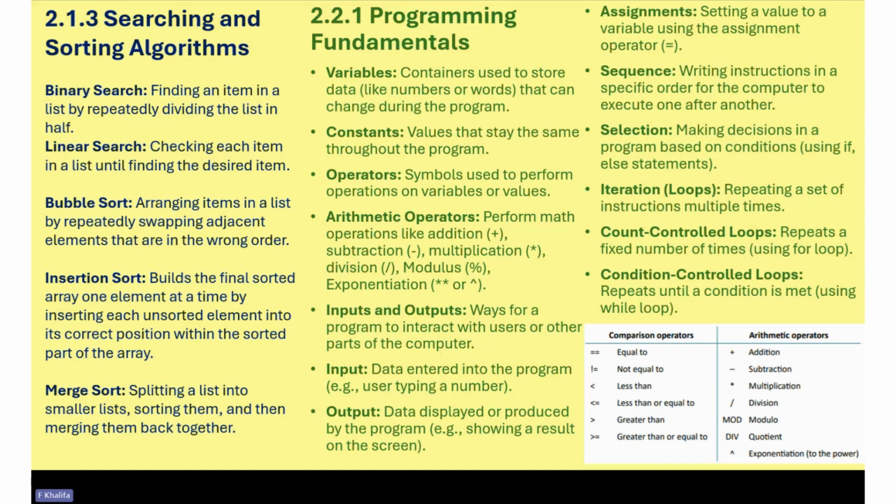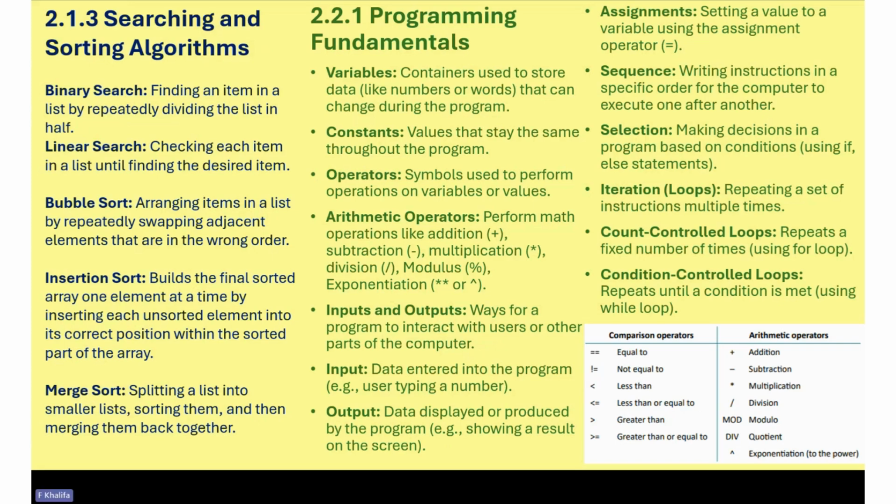Iterations are loops. When we think about loops, we have two different types of loops. If you're having a count controlled loop, that means you know how many times the program is going to run or loop. That would be a for loop. If we have a condition controlled loop, so it keeps looping until the condition is met, it's using a while loop.